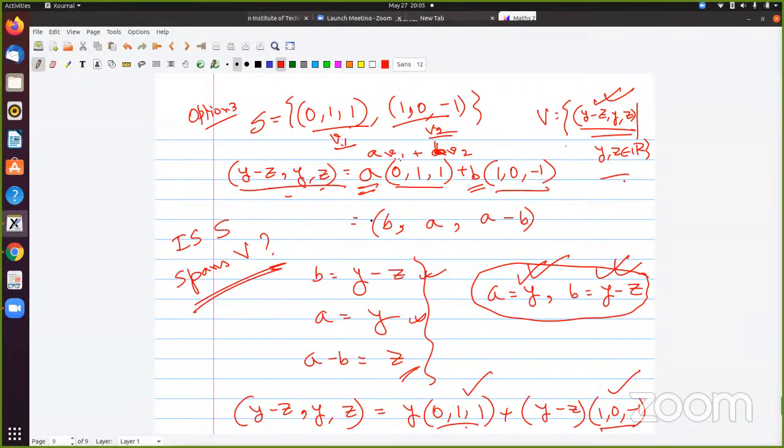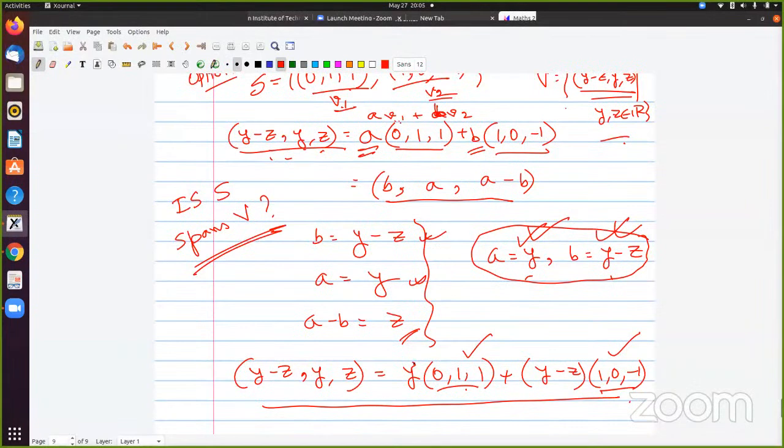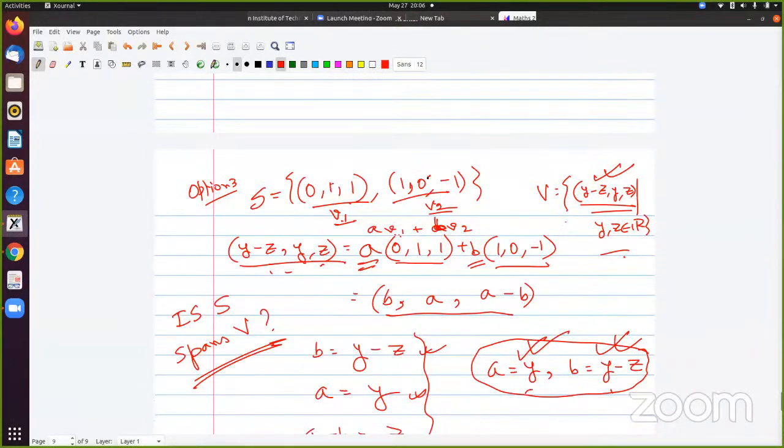Yes, sir, now I got it. So I write down the equation, A into this and B into this, equating with this general form. So I am getting these three equations, and by solving this, I am getting A equal to Y and B equal to Y minus Z. Solving it is quite clear, right? So basically, I have values for A and B. A is Y and B is Y minus Z. So I can write any element of V as a linear combination of (0, 1, 1) and (1, 0, 1), correct? So that means this set (0, 1, 1) and (1, 0, 1) spans V.